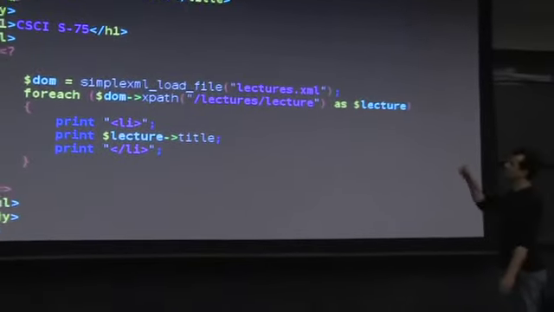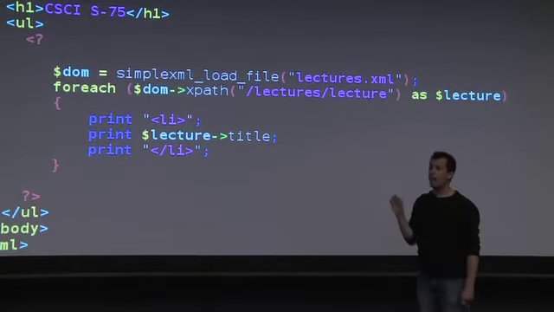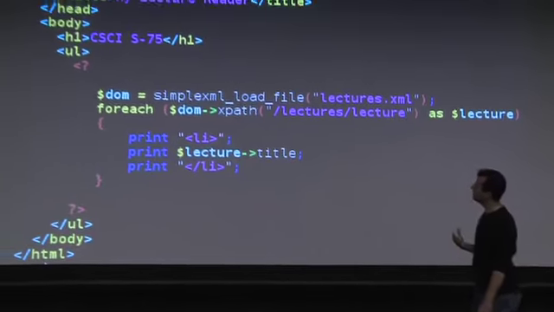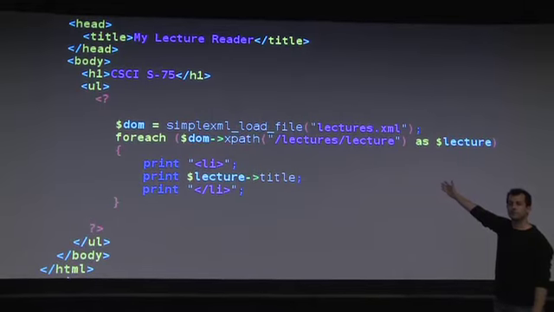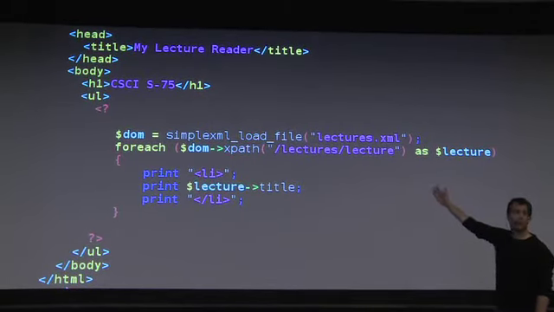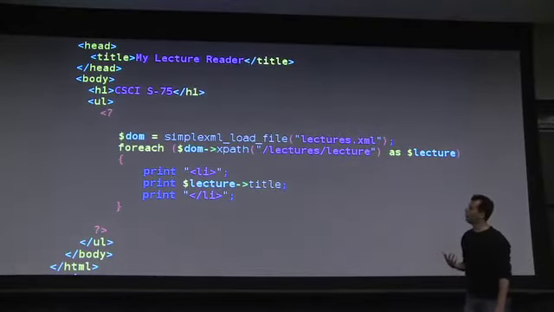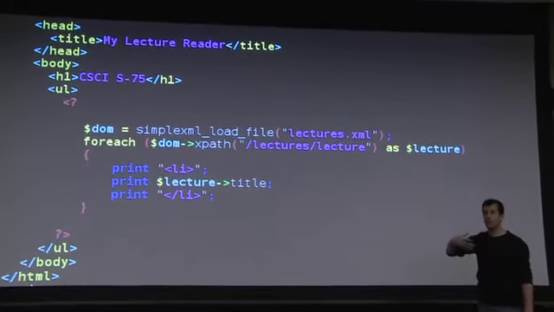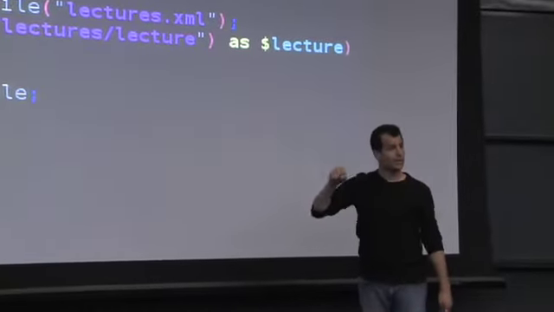So in this case, the xpath function always returns an array of nodes that match your XPath expression. So what am I asking for? I'm saying, give me all of the lecture elements that are children of what? Lectures. The lectures element, which is a child of nothing. The leading slash means that's the root element. So if I get back one or more lectures, this foreach loop, like we saw last week, is going to iterate over that array. And on each iteration, it's going to update the value of $lecture to be that lecture.